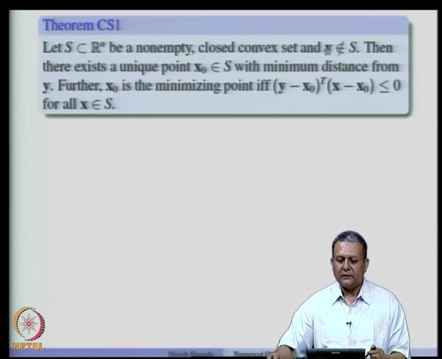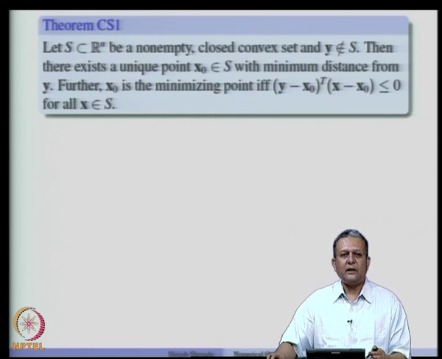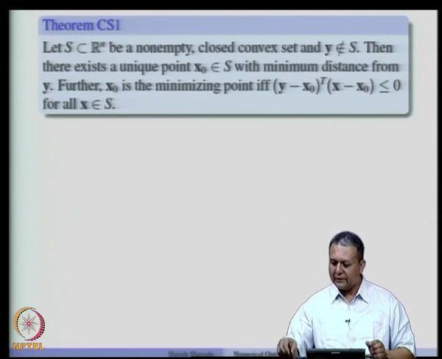And let us consider a vector y, or a point y, which is not in the set S. Remember that S is a non-empty and closed convex set. Then the claim is that there exists a unique point x naught belonging to S which has a minimum distance from y. Further, x naught is the minimizing point if and only if the condition (y minus x naught) transpose (x minus x naught) less than or equal to 0 holds for all x in the set S. So, we will see this.